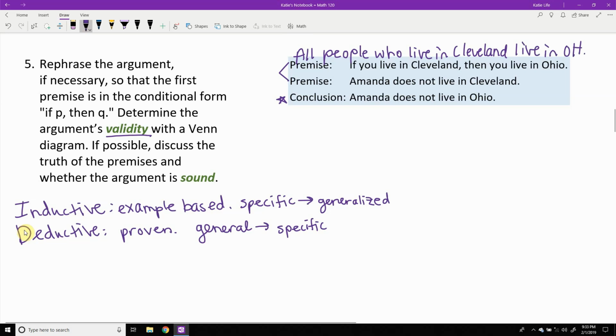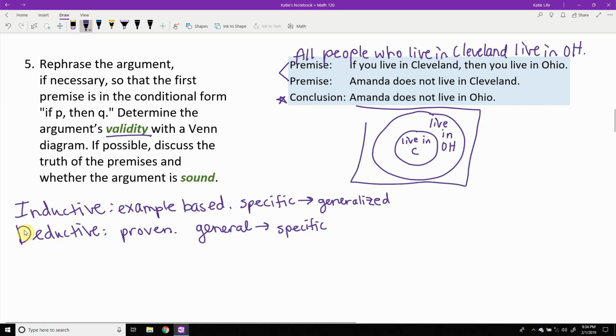So this first premise really sets up a subset kind of notation for us, where the innermost circle is those folks who live in Cleveland. All people who live in Cleveland live in Ohio. Okay. Premise 2 says Amanda does not live in Cleveland. So I first need to finish my picture here to denote all folks who do not live in Ohio, right? Those would be the ones outside of the circle. Premise 2, if Amanda does not live in Cleveland, I cannot assume that she lives in Ohio.